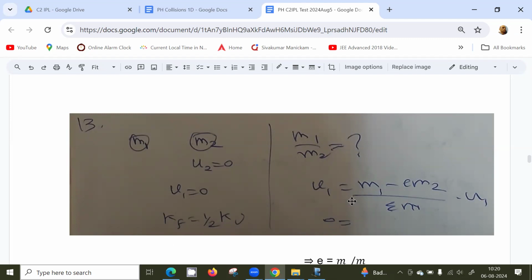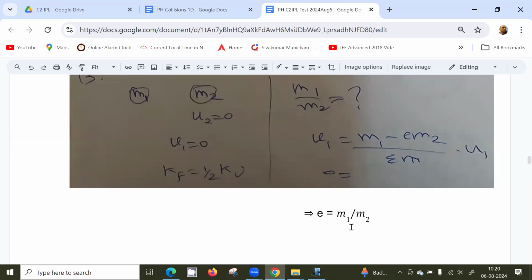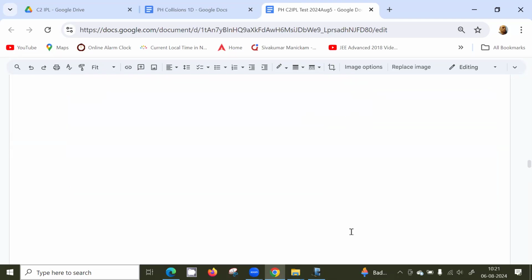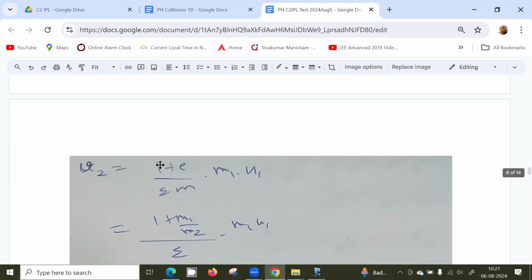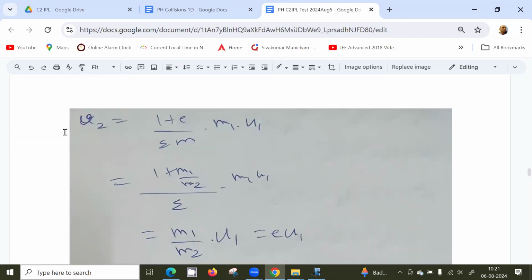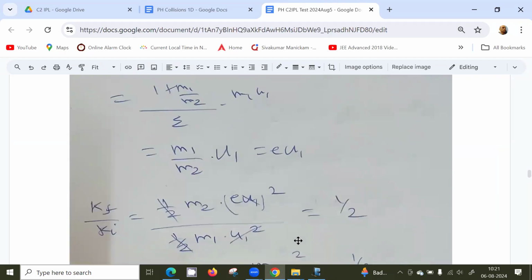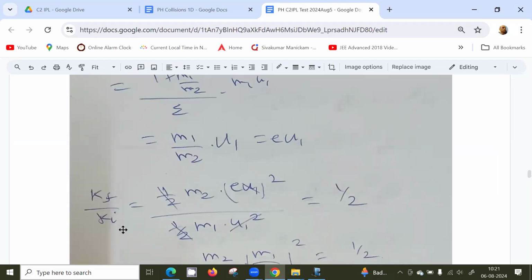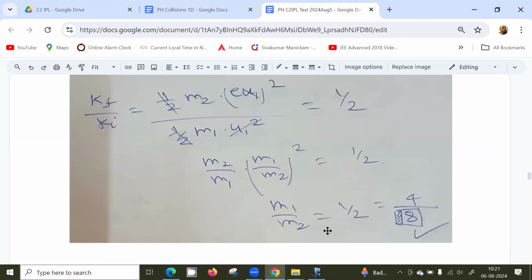So if I can find V1 using that formula and put e equal to 0, I'll get V1 as M1 by M2. And I can find V2 using the formula, and I'll use e as M1 by M2. From this, I'll get V2 in terms of U1. And the ratio of the kinetic energies, KF by KI, is half. From this, I'll get the value of the ratio of masses as 8.